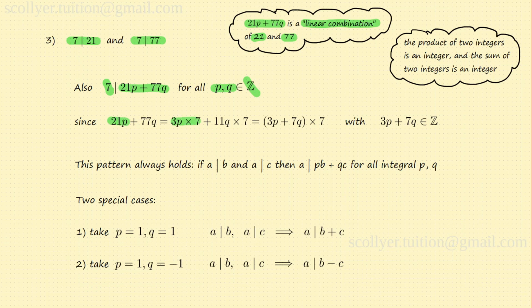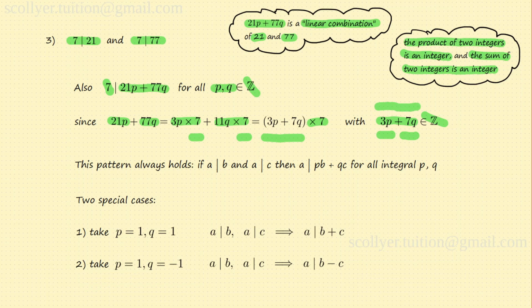And it's straightforward to see that 7 divides that linear combination. 21p is 3p times 7. 77q is 11q times 7. We factor out the 7s to the end to leave behind 3p plus 11q, and 3p plus 11q is an integer. Since the product of two integers is an integer, here we have the product of two integers, here we have the product of two integers, and the sum of two integers is an integer. Here we have the sum of two integers.